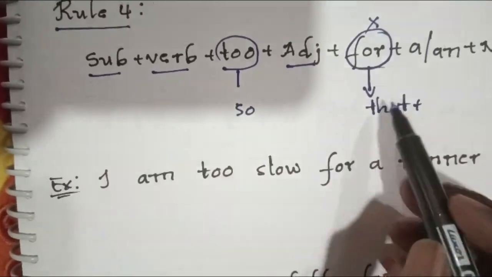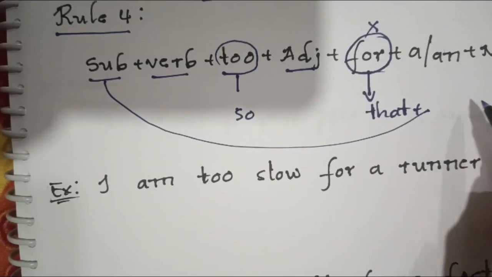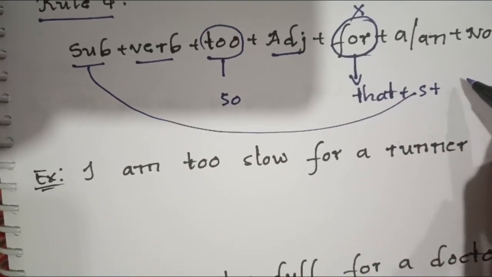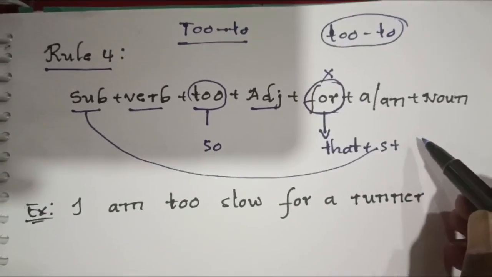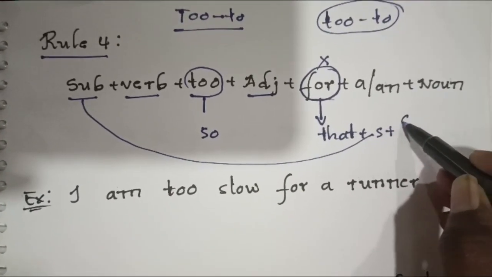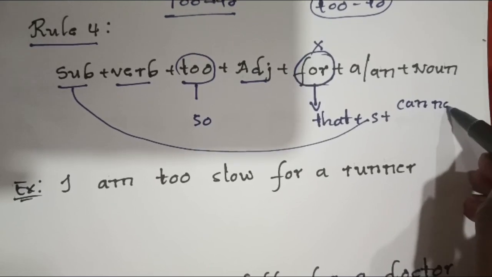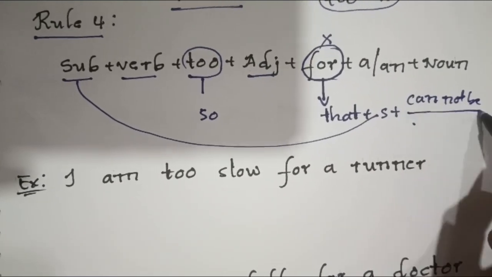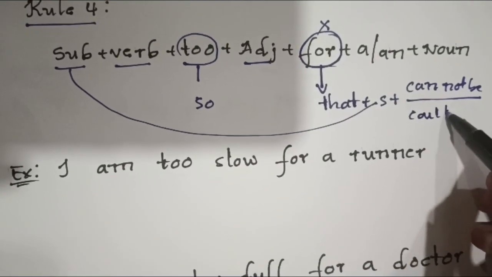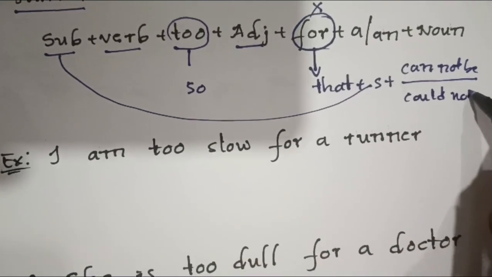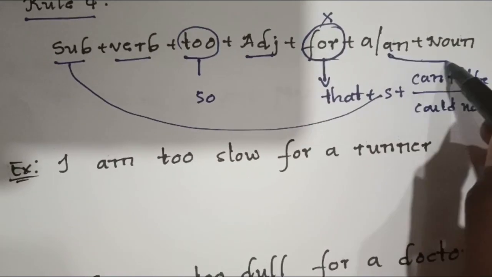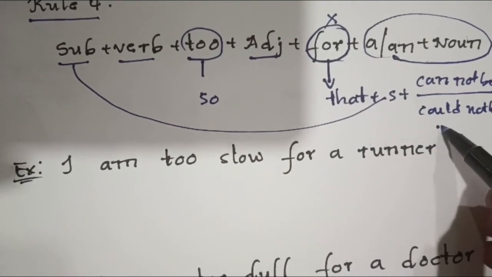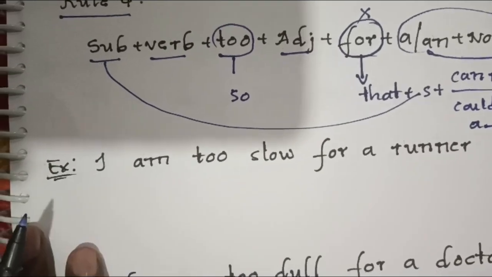After 'that', we must use the subject. What is the subject? The subject is used, and the remaining part stays as it is. So as per the rule, we use 'cannot be' or 'could not be', according to the situation. Whatever the remaining words are, we have to use them as they are.